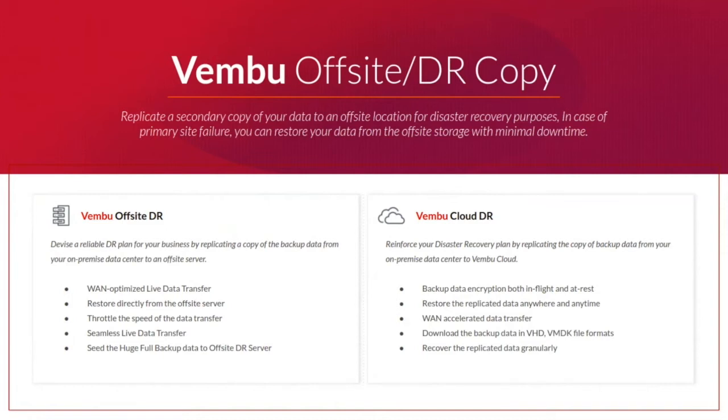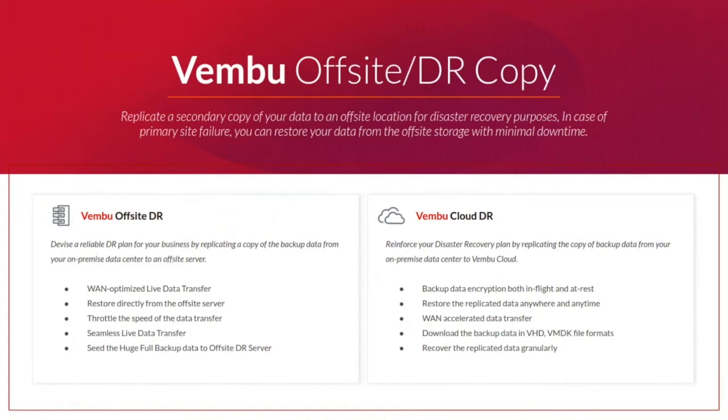If you are going to deploy it in a different region or physical location, we have automated WAN optimized data transfer. Even if there is a lot of network interruption, we have an option of sending the data from where it left off. We have a lot of options in transferring the data. For example, you can initially send the full backup, and later the incrementals will be sent over the WAN. So that's the Vembu Offsite DR.